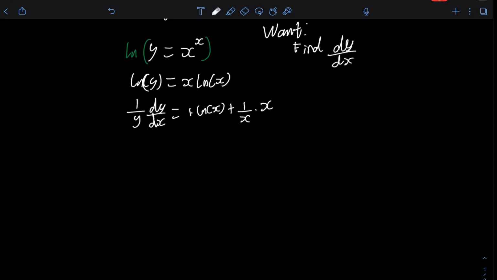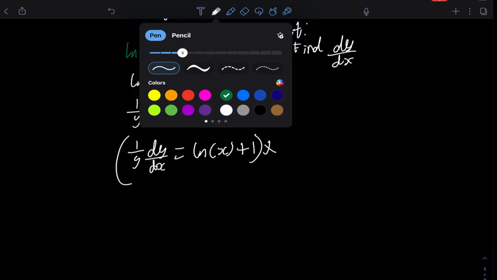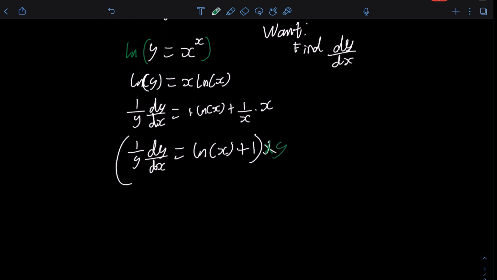But anyways, let's continue here. So we know that now we have 1 over y dy by dx, and we can do some simplification here. 1 times ln x is just ln x, and then this x over x is just 1, so plus 1. And what we'll do now is multiply by y on both sides. So what we'll see is that this and this will cancel, and therefore we'll be left with dy by dx, which is what we're trying to find. So this is a good step, is equal to y times 1 plus ln x.